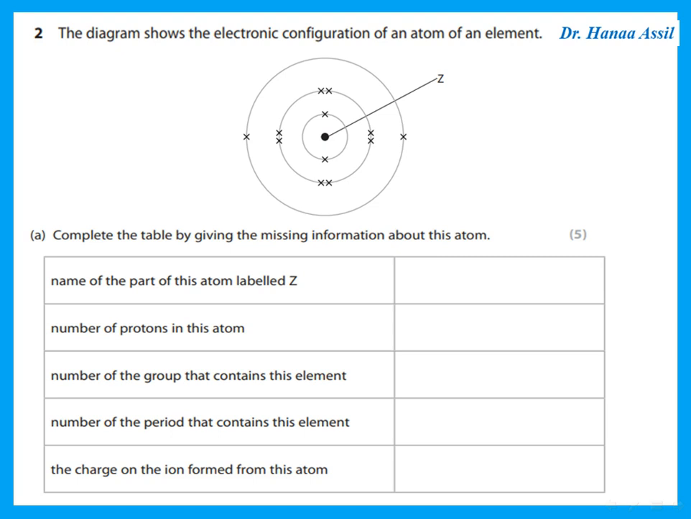Okay, question 2 says the diagram shows the electronic configuration of an atom of an element. Now, complete the table by giving the missing information about this atom. The first question is, he wants the name of the part of this atom labeled Z. Of course, Z is the part that is in the middle of the atom, and that is called the nucleus. Of course, please pay attention to spelling.